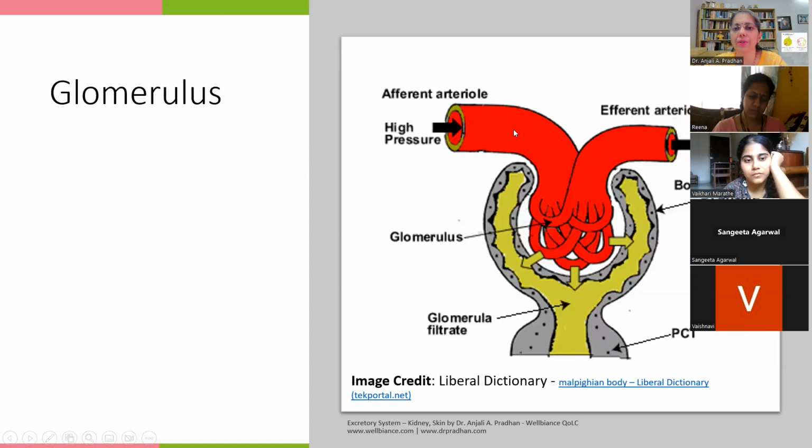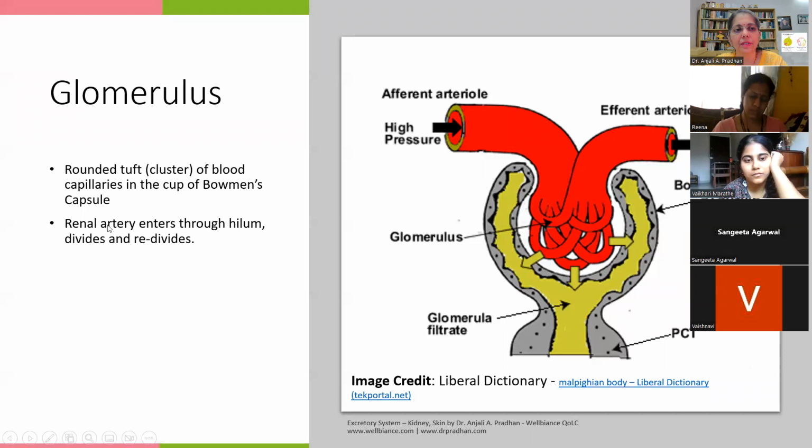This is glomerulus. Afferent arteriole. This is efferent. Diameter is different. This has larger diameter. This has smaller diameter. Because of that, a pressure gradient is created, and glomerular filtrate is formed.